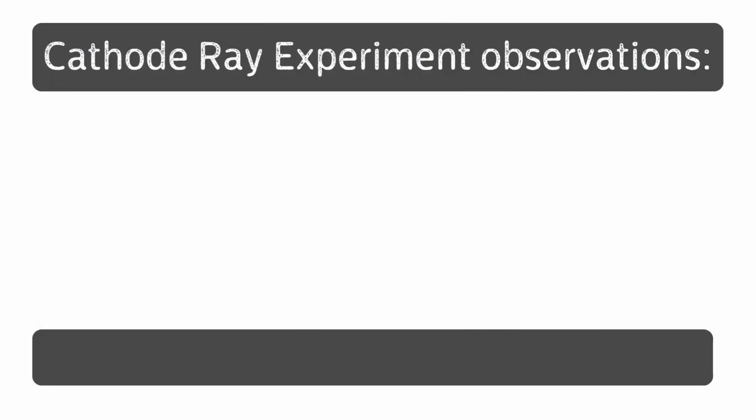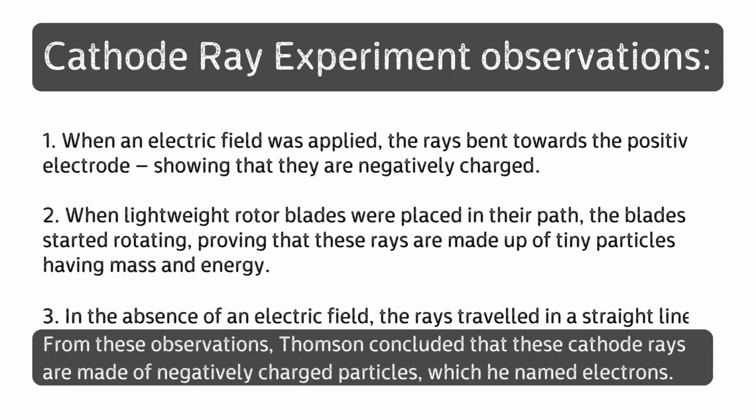Thomson made some key observations. First, when an electric field was applied, the rays bent towards the positive electrode, showing that they are negatively charged. Second, when lightweight rotor blades were placed in their path, the blades started rotating, proving that these rays are made up of tiny particles having mass and energy. Third, in the absence of an electric field, the rays traveled in a straight line. From these observations, Thomson concluded that these cathode rays are made of negatively charged particles, which he named electrons.